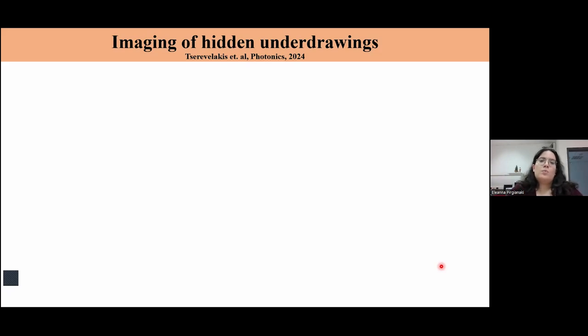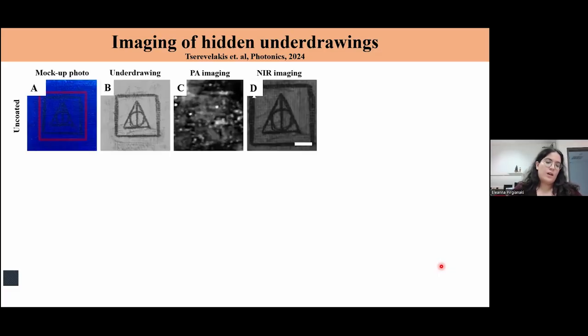So we used both the photoacoustic system in order to image the underdrawings and NIR imaging, because NIR is traditionally used for this purpose, and we wanted to check the effectiveness of the proposed photoacoustic technique. So here we have the first category of the results, which are the uncoated ones.